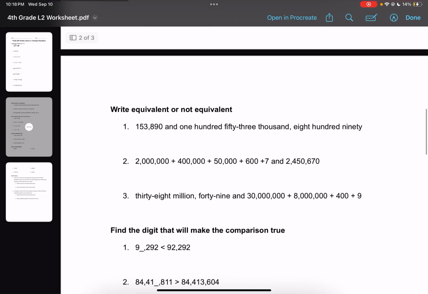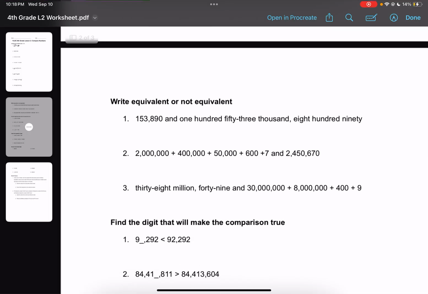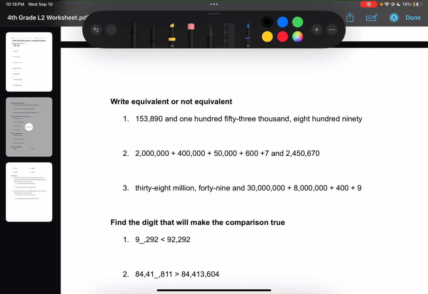Okay, the next section says to write equivalent or not equivalent. So if you look at number 1, it says 153,890, and then the next one is written in word form, which says 153,890, which is, as you can see, the same number, so it would be equivalent.